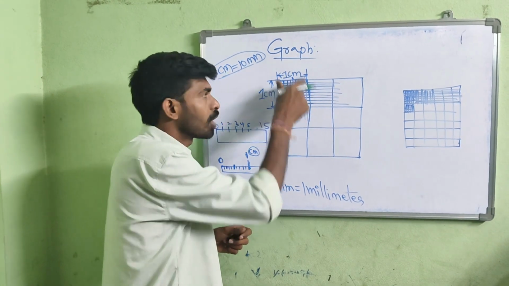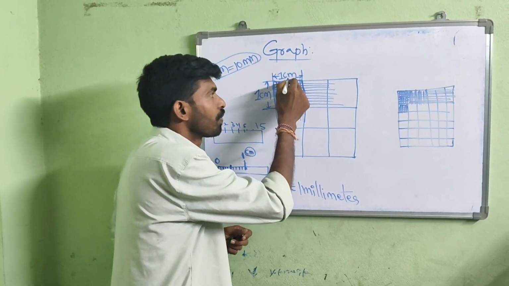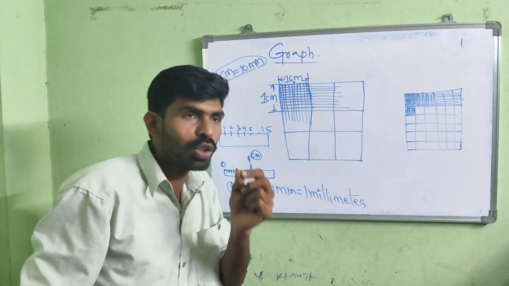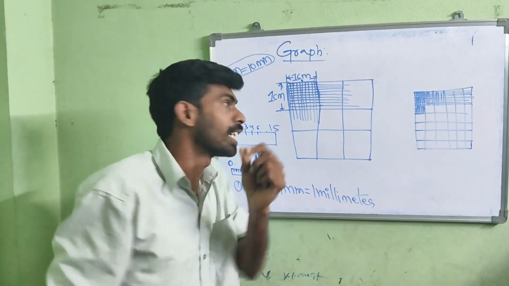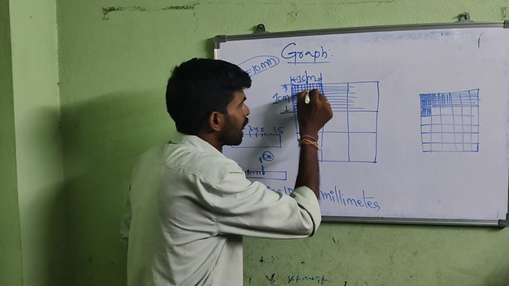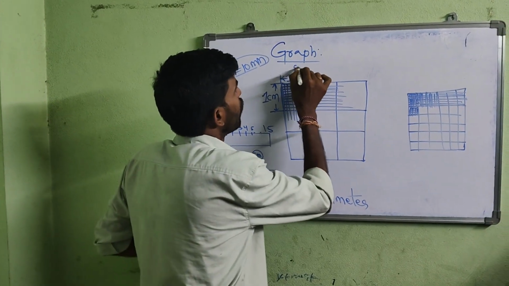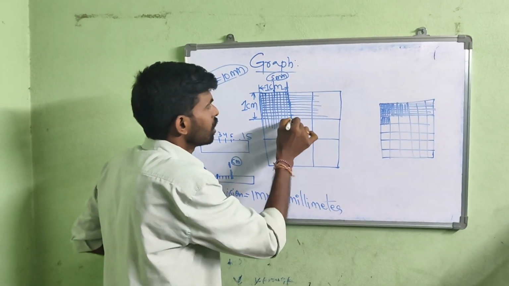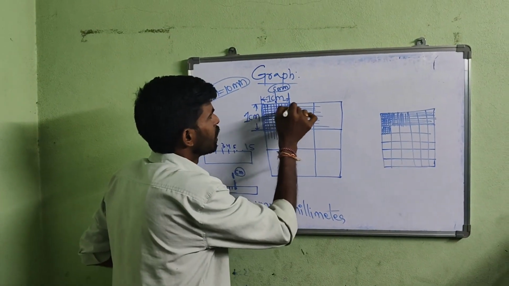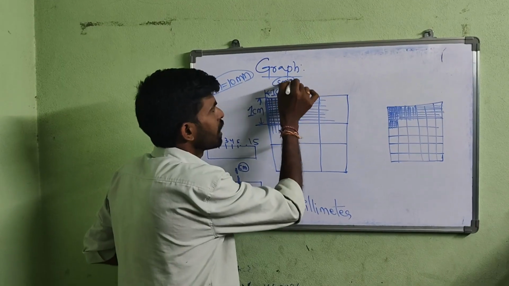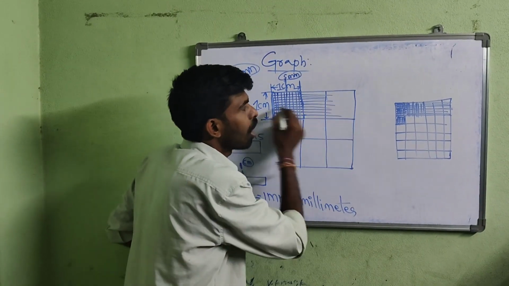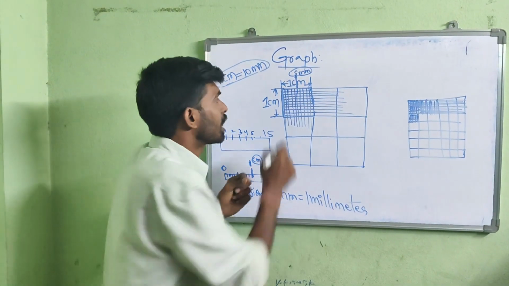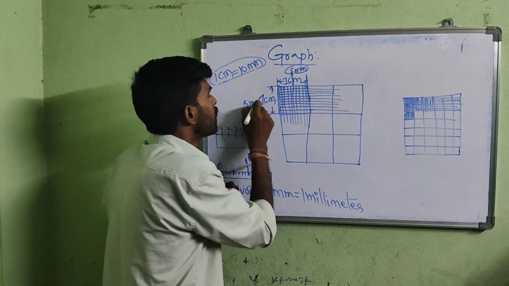In the graph, after 5 divisions, there is a light line. You can observe in the graph, there is a light line, that is the 5 mm line. Here the total box is 1 centimeter. The half of the box is 5 millimeter. Here also, in the horizontal, there is a light line that indicates 5 millimeter.